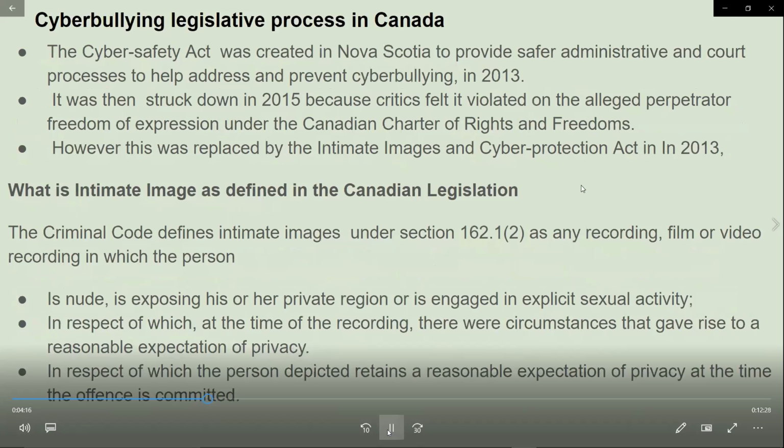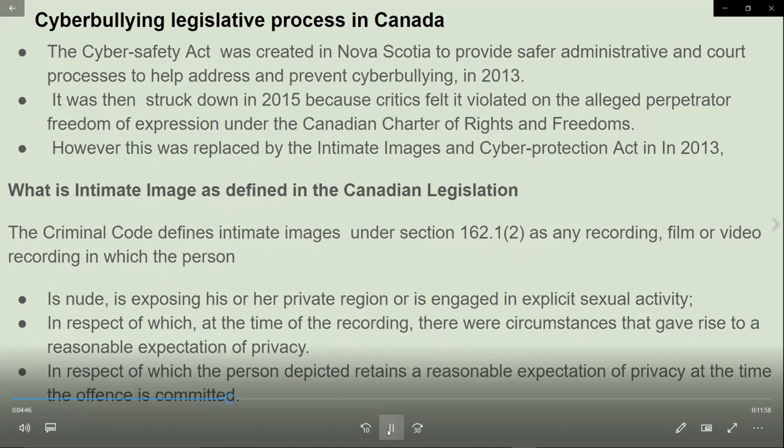The cyberbullying legislative process in Canada. The first process, the Cyber Safety Act, was created in Nova Scotia to provide safer administrative and court processes to help address and prevent cyberbullying in 2013. It was then struck down in 2015 because critics felt it violated the alleged perpetrator's freedom of expression under the Canadian Charter of Rights and Freedoms. However, this was replaced by the Intimate Images and Cyber Protection Act in 2013.